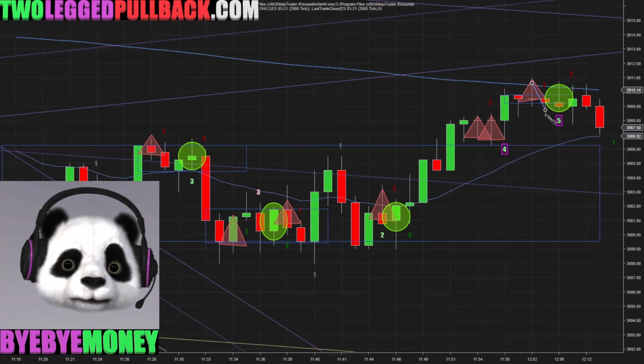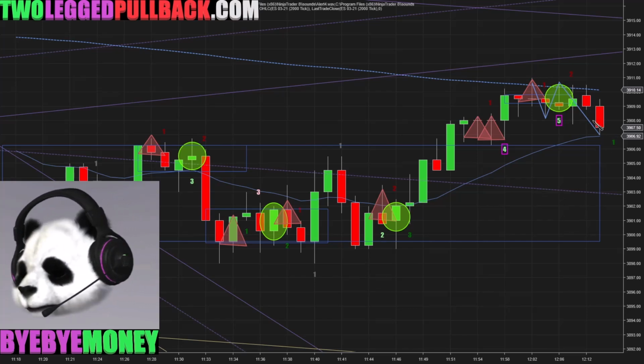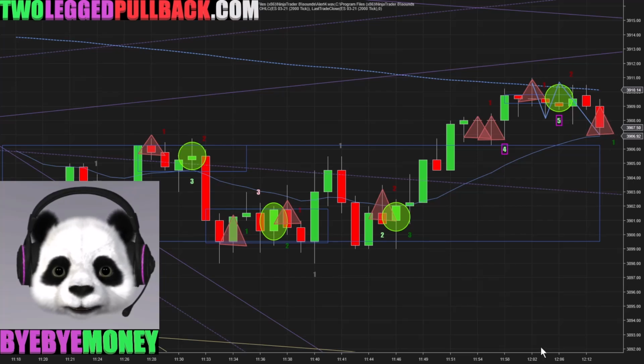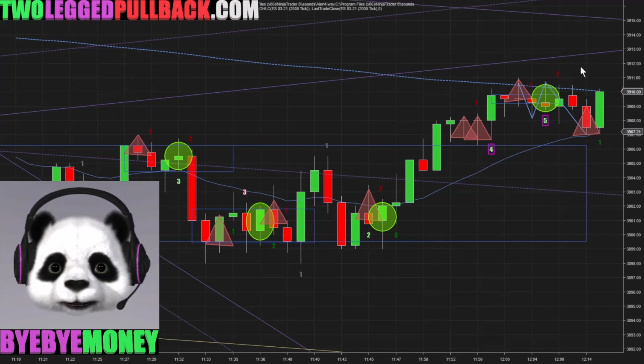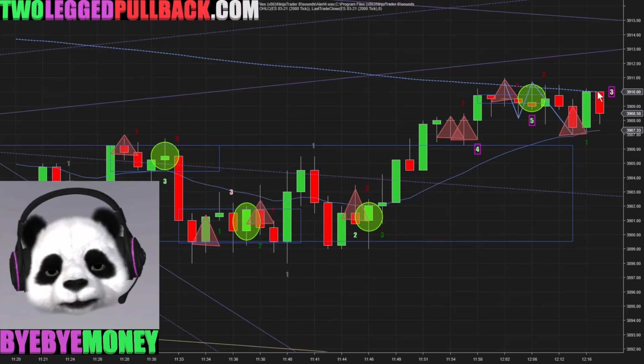We have a two-legged pullback here, and it's a very nice two-legged pullback in terms of shape, in terms of context. Terrible signal bar, so skip it. It hurts, even though that's a very good context, and terrible signal bar. And good thing we didn't take it because of the signal bar. Also, not enough room to the 240 SMA. As you can see now, we are in a trading range, and guess where we're in a trading range? Between the 240 SMA and the 20 EMA.